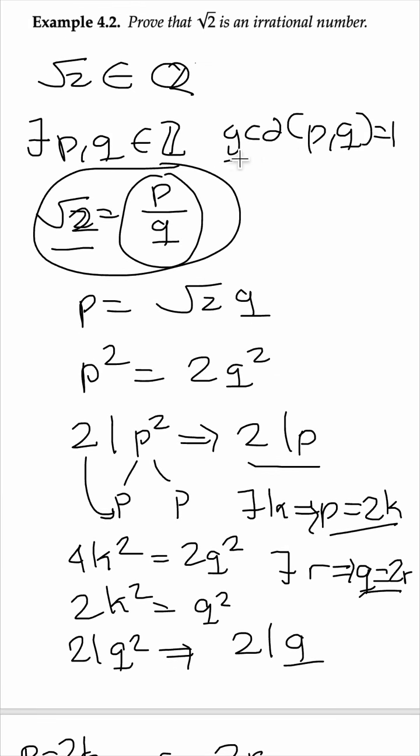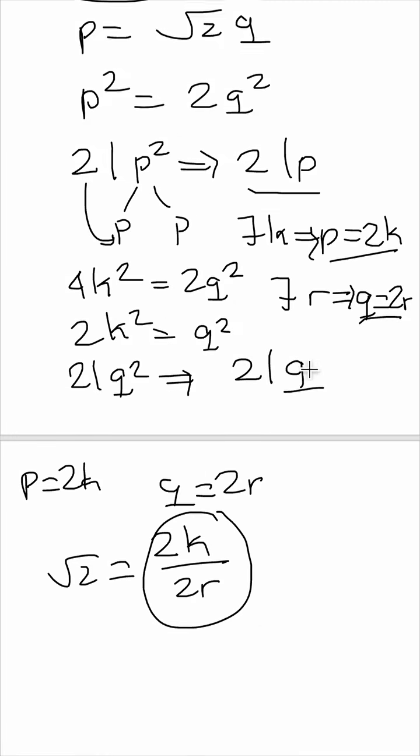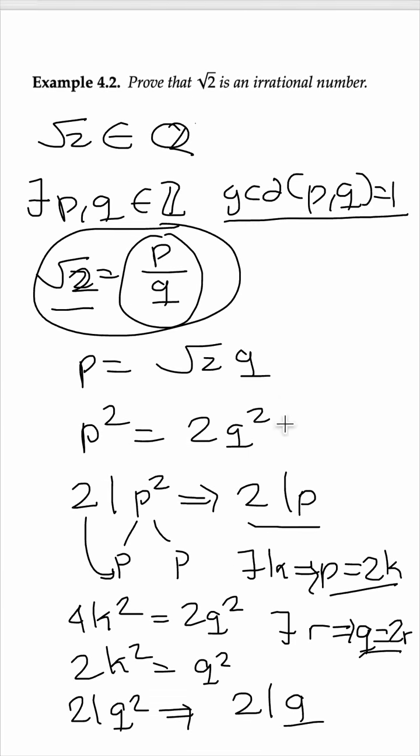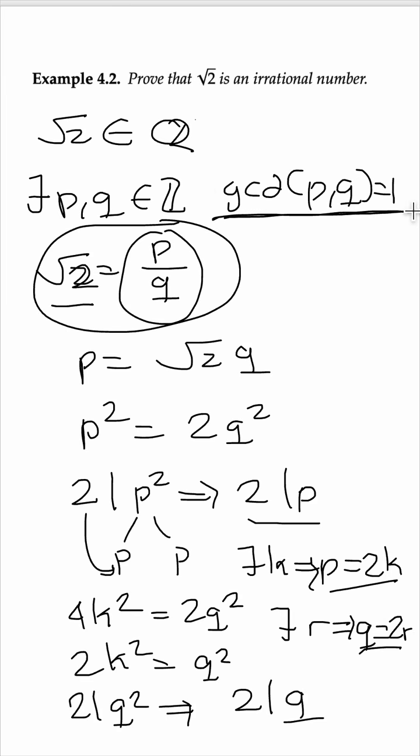And again, going back to one of our conditions, the GCD of p and q is not equal to 1 anymore. This implies that the GCD of p and q is equal to the GCD of 2k and 2r, which is not equal to 1, it's actually equal to 2. And so that is a contradiction with one of the founding premises of this assumption right here, that the square root of 2 is in the set of rational numbers.